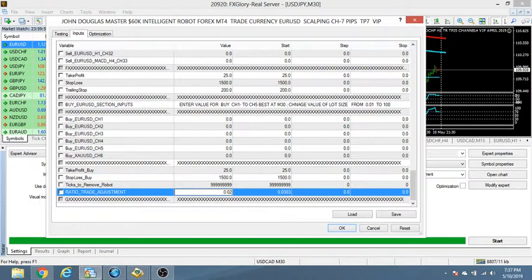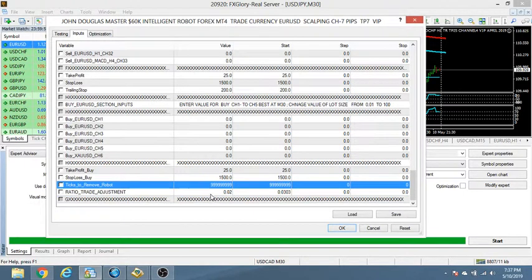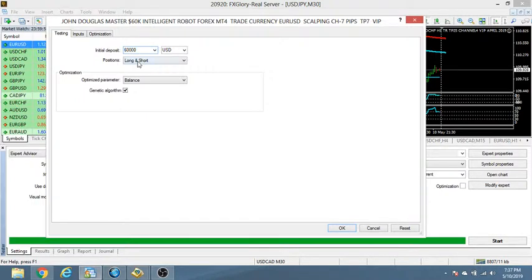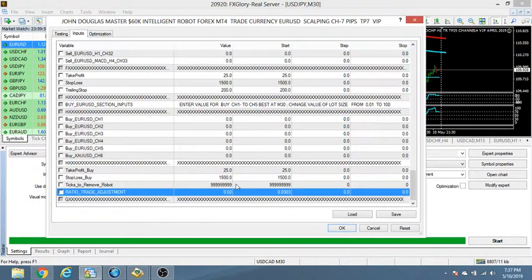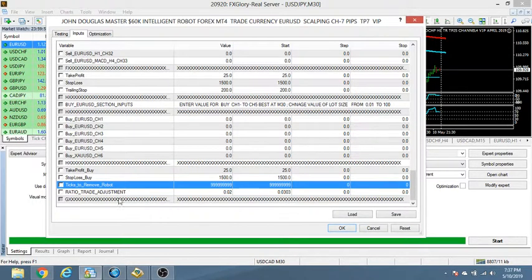0.2. So 0.2 here is the fraction of 1,500 divided by 60,000 right here. See that? And then you enter that fraction down here. That's why they say ratio trade adjustment. See? If you do it wrong at this stage, your account will fail, because an incorrect value can increase.